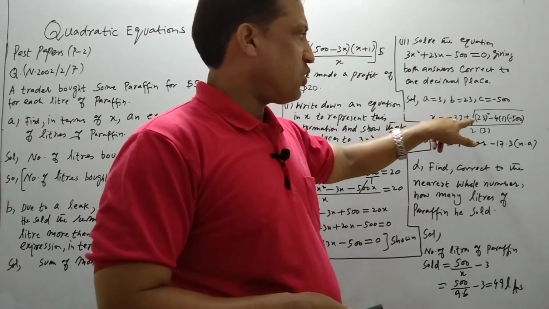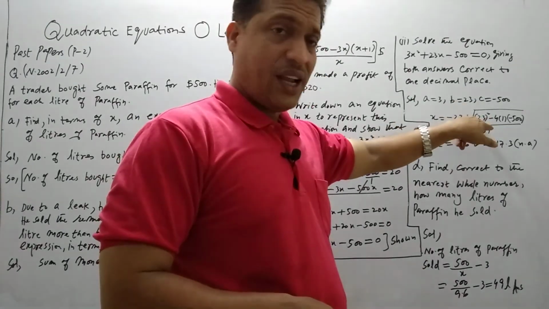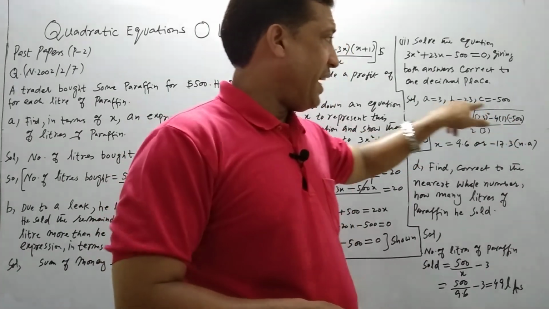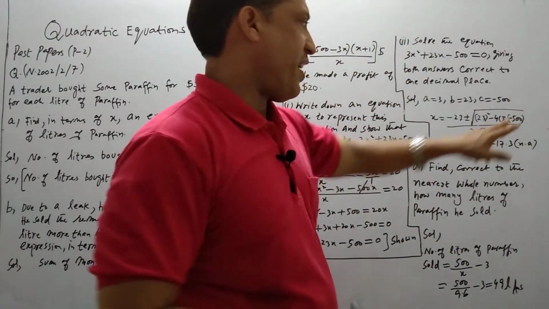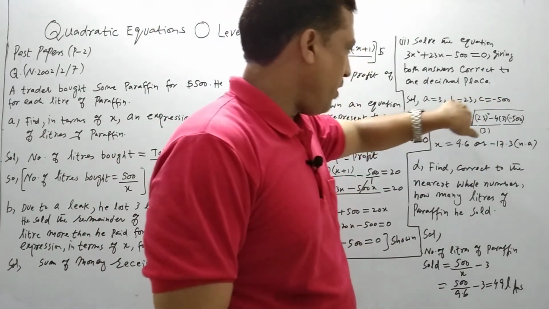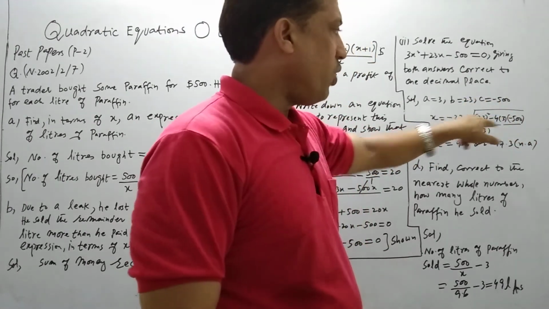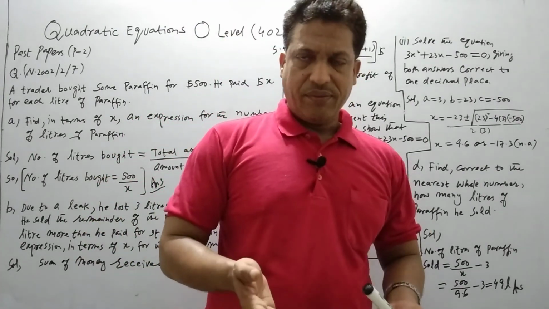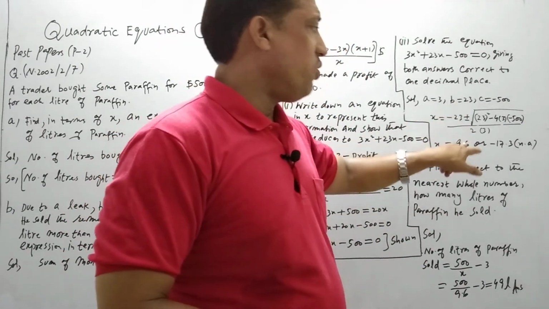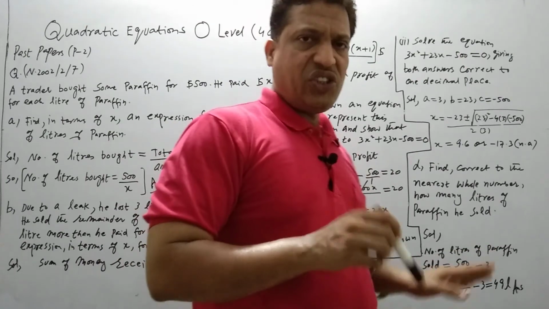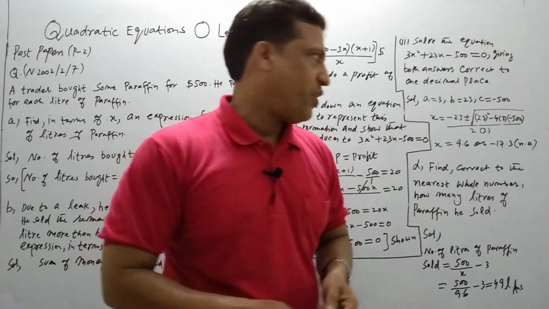Quadratic formula is what? x is equal to minus b plus minus the root of b square minus 4ac, whole upon 2a. So b is 23, minus 23 plus minus root of 23 square minus 4 into 3 into minus 500, whole upon 2 into 3. Use a calculator, because it's a paper 2 question, so don't hesitate. You will get two values of x after solving. I didn't mention the steps of solution because many times I have solved quadratic equations using the quadratic formula.